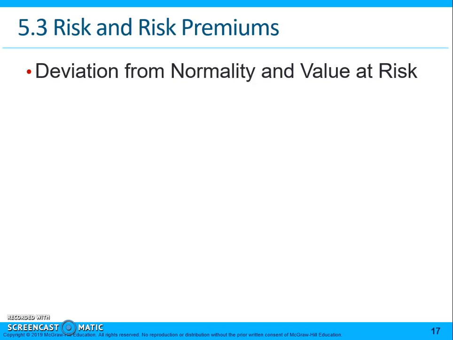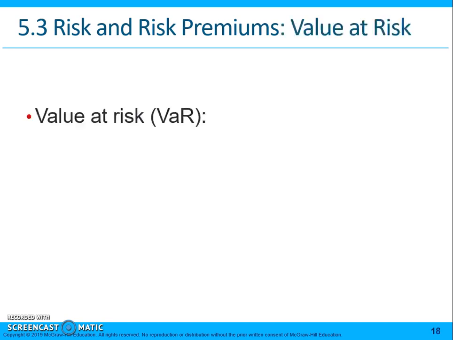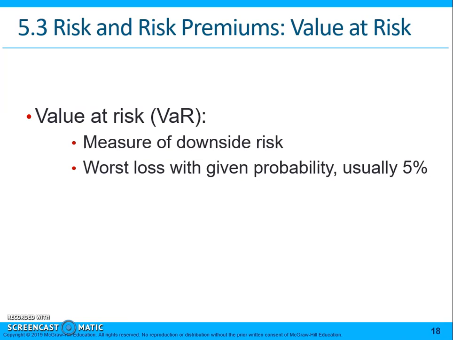I mentioned value at risk, which represents deviations from normality. So we can take the value of a portfolio and we can calculate the value at risk. We multiply it by the value at risk calculation and determine the amount of the portfolio at risk based on either 1 or 5%. So again, value at risk is a measure of downside risk, the worst loss given a probability. We usually use 5%, sometimes 1%.